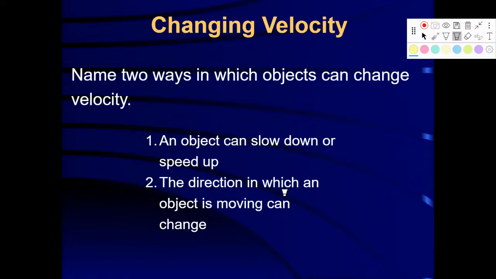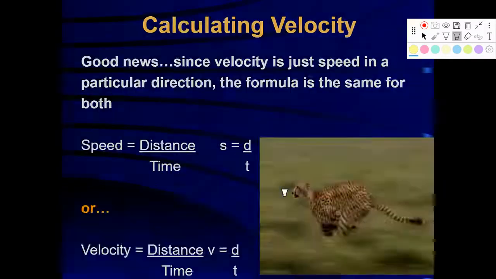Right, so changing velocity. Name two ways in which objects can change velocity. So it can change velocity by slowing down or speeding up, or it can also change velocity by the direction in which an object is moving changing. Right, those are ways that it can change velocity.